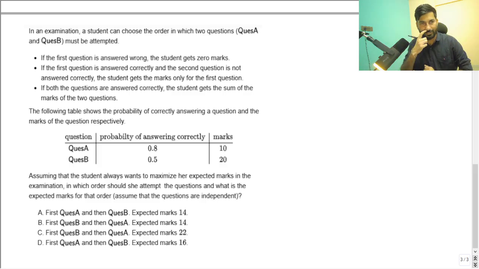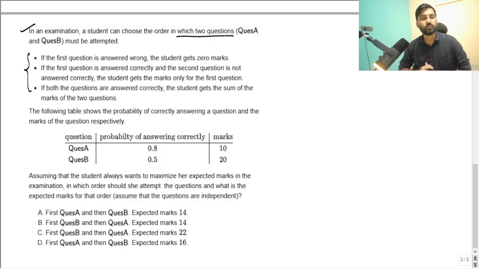The question here is: in an examination, a student can choose the order in which two questions, question A and question B, must be attempted. These are the rules they have mentioned. The first rule is if the first question is answered wrong, the student will get 0 marks. If the first question is answered correctly and the second question is not answered correctly, the student gets the marks only for the first question. If both questions are answered correctly, the student gets the sum of the marks of the two questions. So these are the three statements given here.